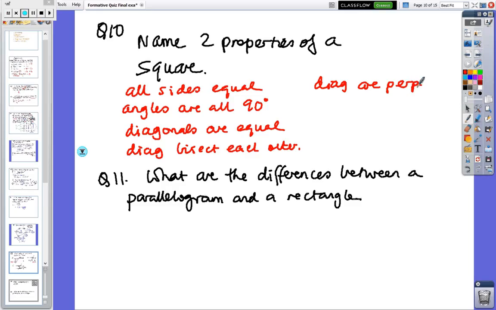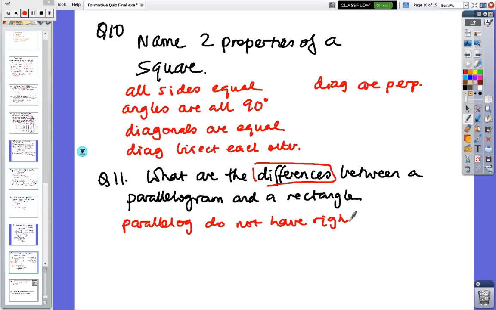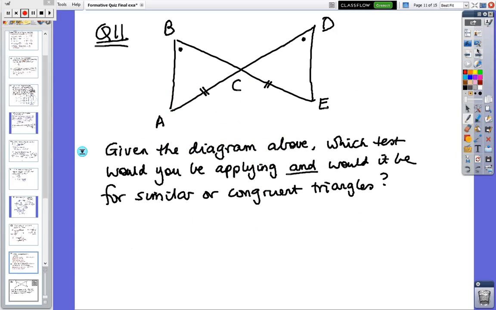Okay. Next one. What are the differences between a parallelogram and a rectangle? The differences, not the same. Parallelograms do not have right angles, and diagonals are not equal. That'll be enough for that one. That's about it, because all the other things are similar. Okay, next one. We're up to 5 slides to go.